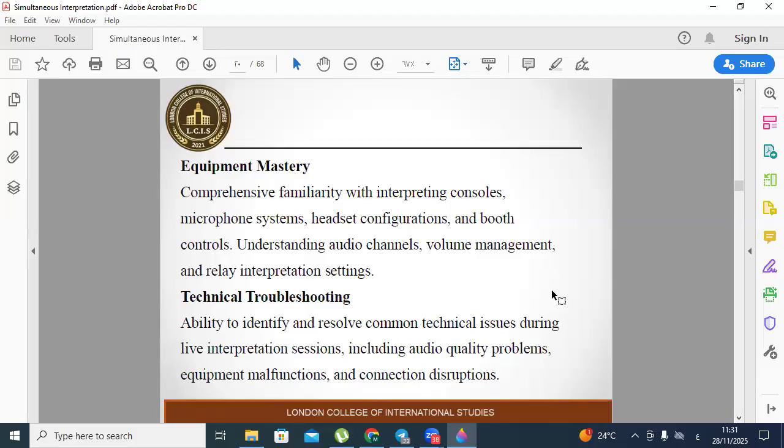Microphone fails, connections drop, audio quality deteriorates, background noise interferes. When technical issues occur during live interpretation, you must quickly assess and address them while continuing to interpret or signaling the need for a pause.